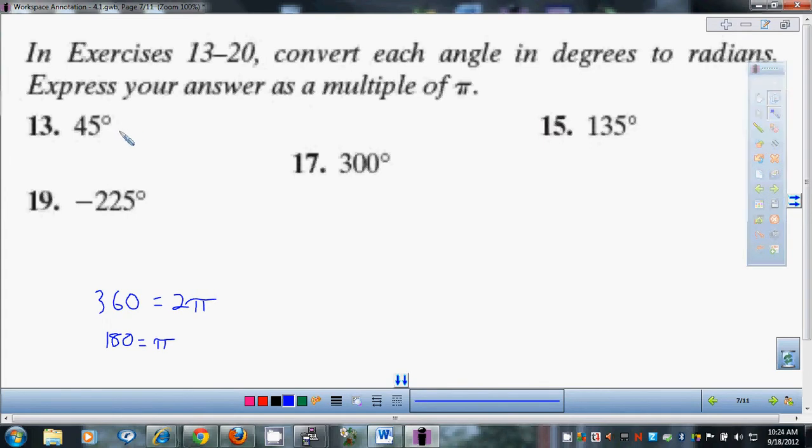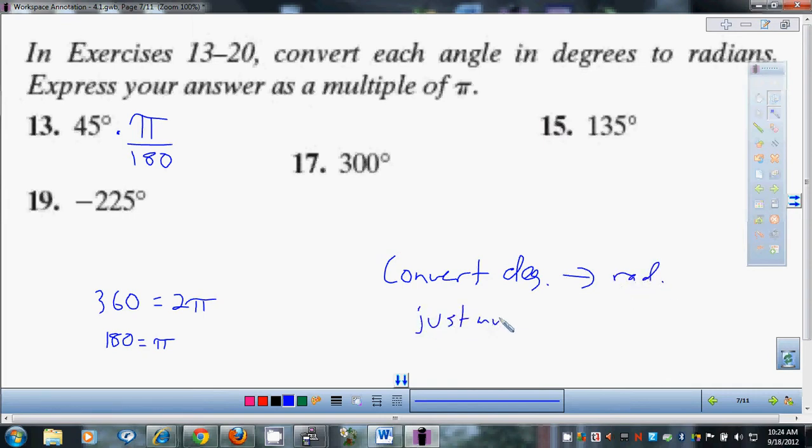degrees into radians. When you convert degrees into radians, all you have to do is multiply by pi over 180. When you convert degrees to radians, just multiply by pi over 180 every single time.